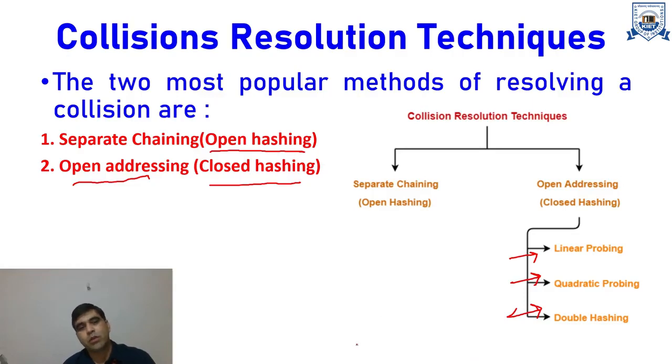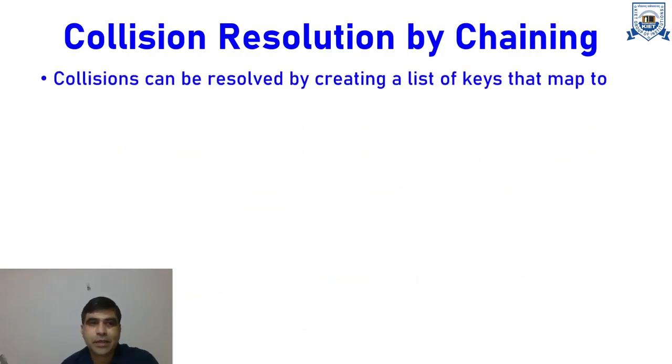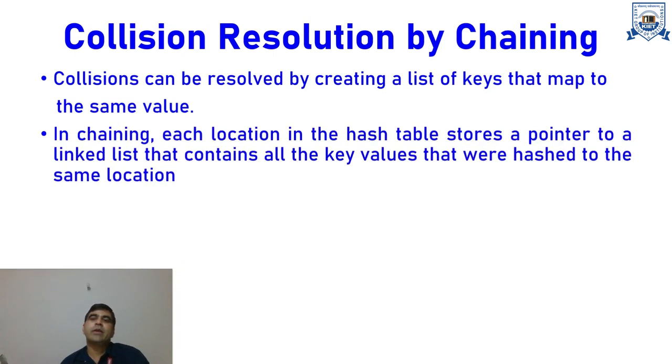So there are two popular approaches. One is separate chaining. Let's see the first one, collision resolution by separate chaining. In the separate chaining method, a collision can be resolved by creating a list of keys that map to the same value. When a key is mapped to a memory location which is already occupied, we create a linked list in that particular memory location, something like this.